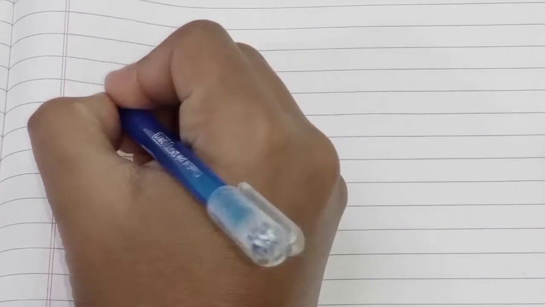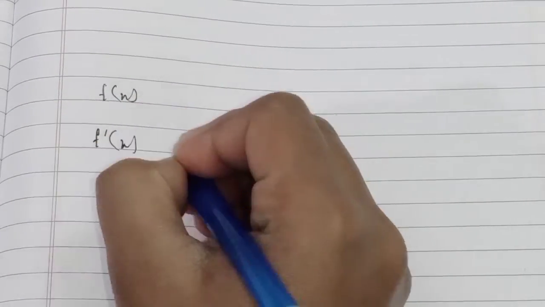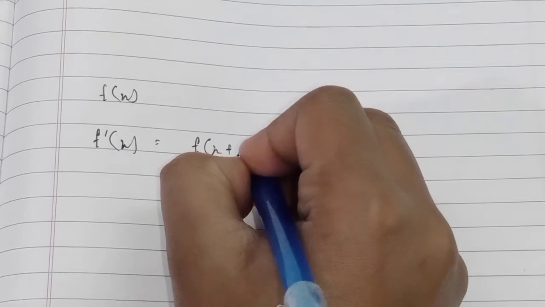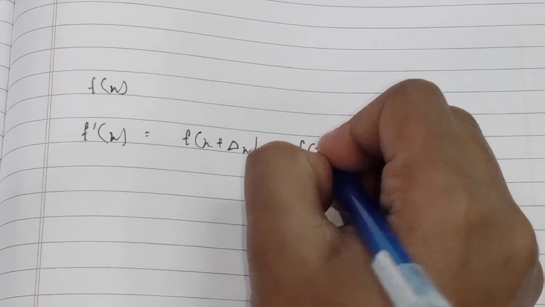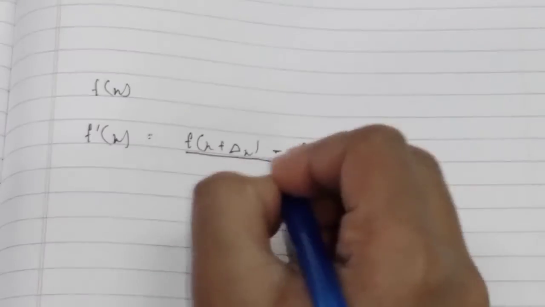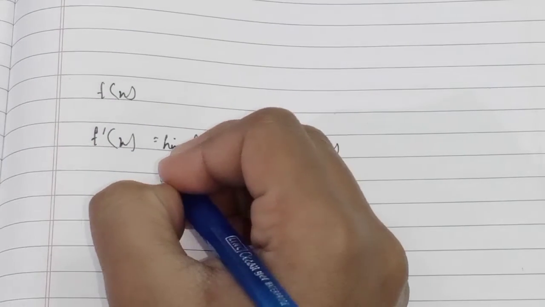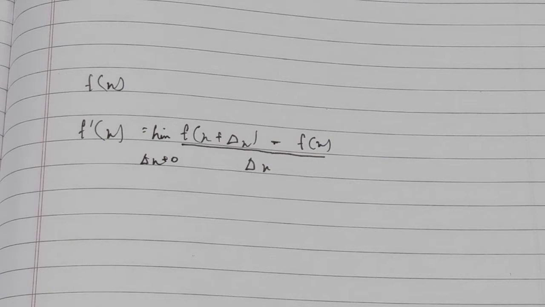Okay, so first let us see the definition of derivative. Let's say that we have a function f of x. The derivative of this function, f prime of x, will be f of x plus delta x, the change in x, minus f of x, all over delta x. But we have a limit here, the limit as delta x tends to 0. So this is the definition of derivative.